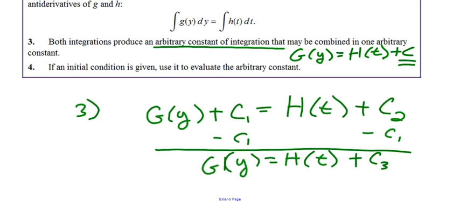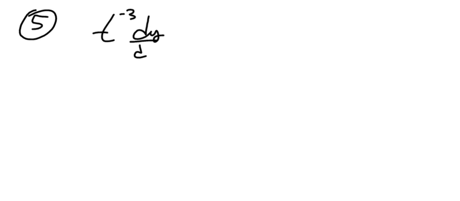So let's go ahead and do a couple of examples. Number 5 gives us this function, and they want us to try to separate it and find the antiderivative of it. So I'm going to multiply both sides by dt first. Let's do that.